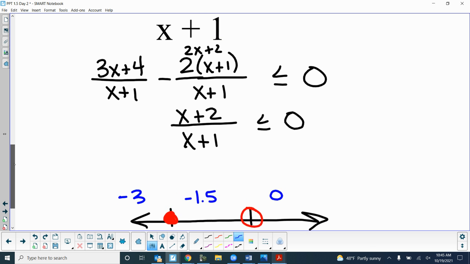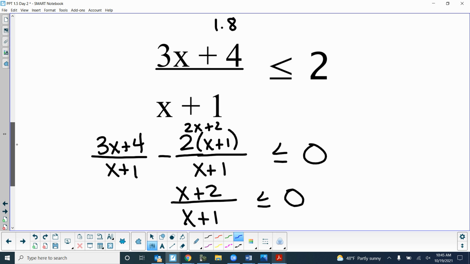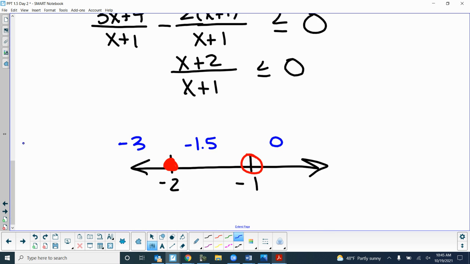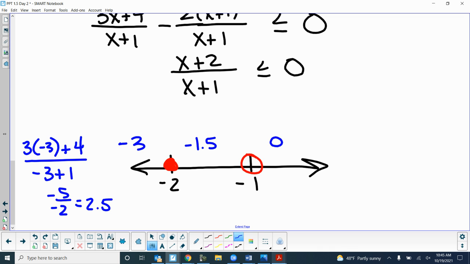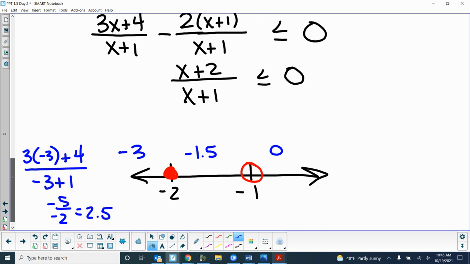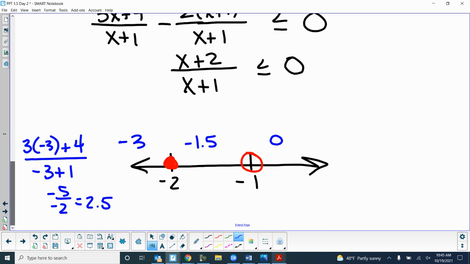All right, so we're plugging into the original. 3x plus 4 over x plus 1. So 3 times negative 3 plus 4 over negative 3 plus 1. That's negative 9 plus 4, which is negative 5, over negative 2, which is a positive 2.5. And what's it supposed to be less than or equal to? 2. Is 2.5 less than or equal to 2? No. So this side doesn't work.